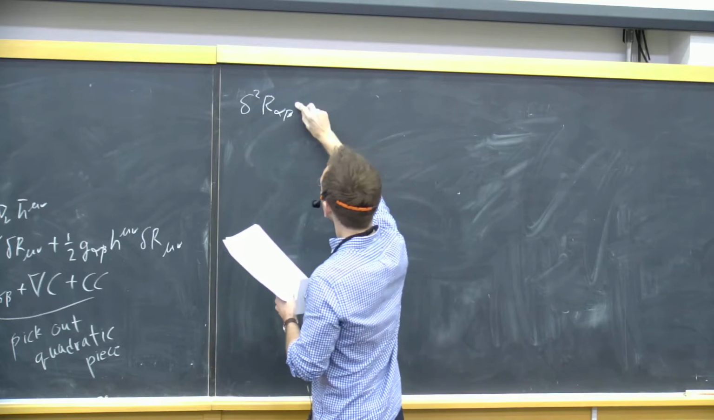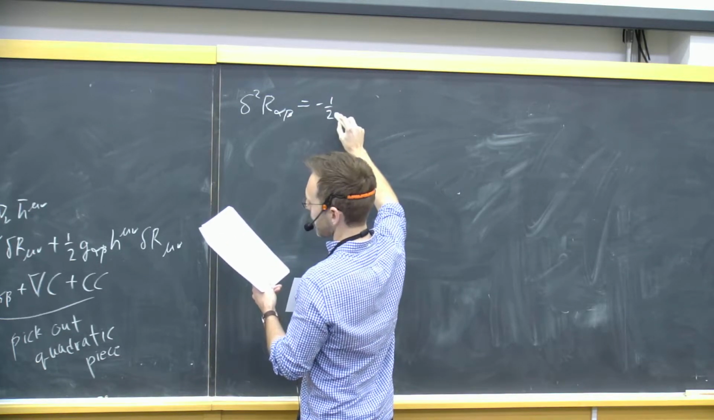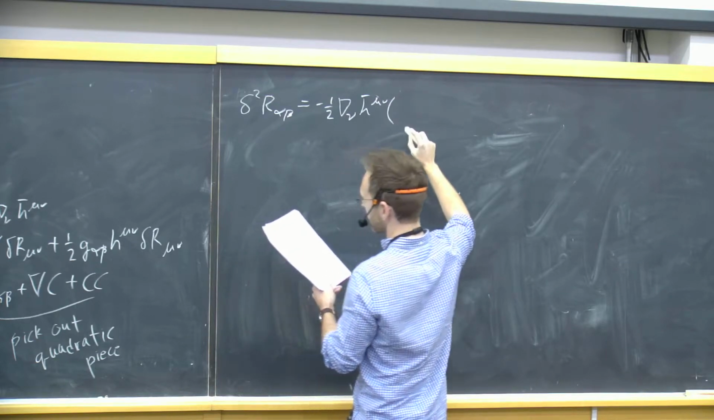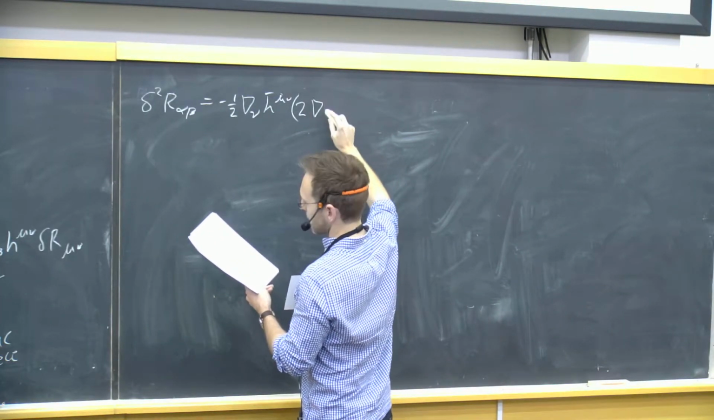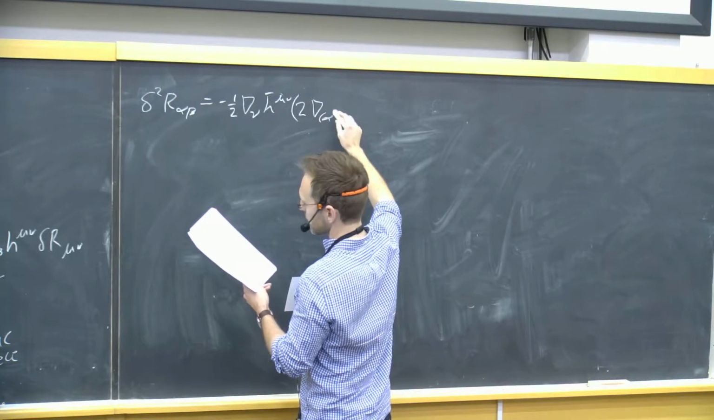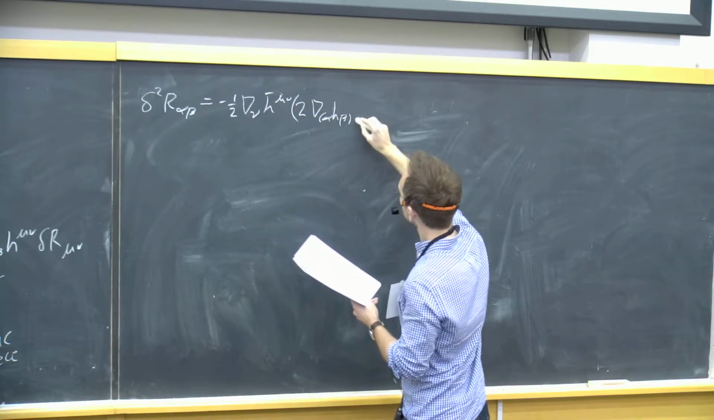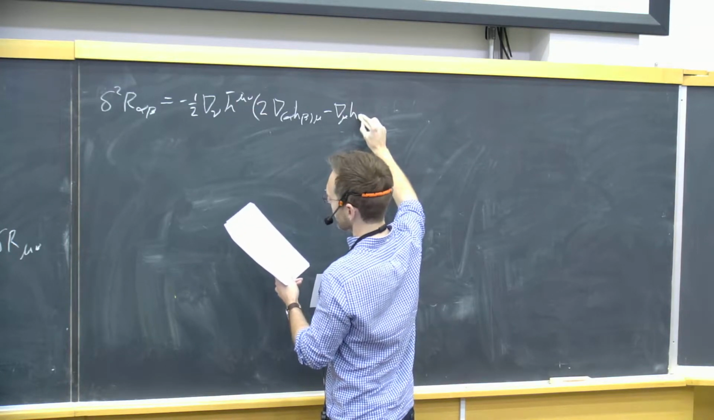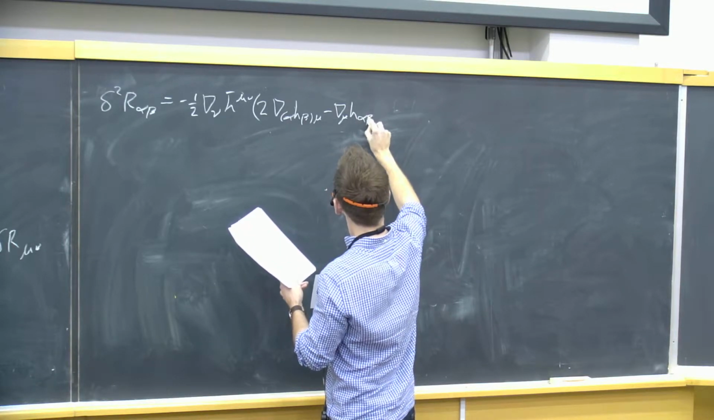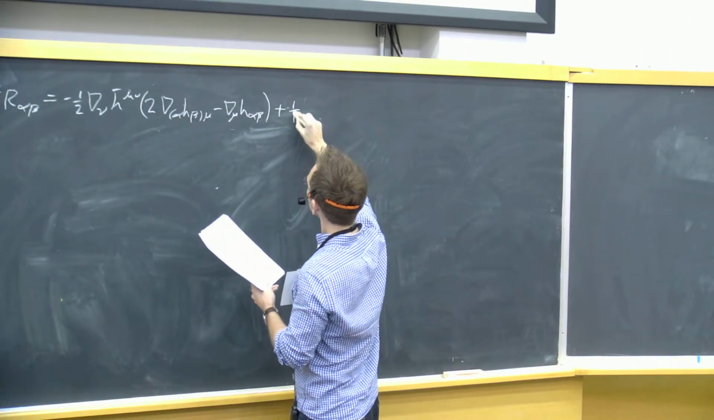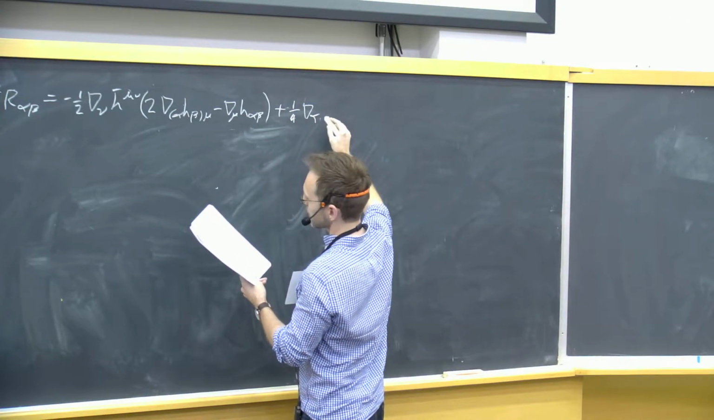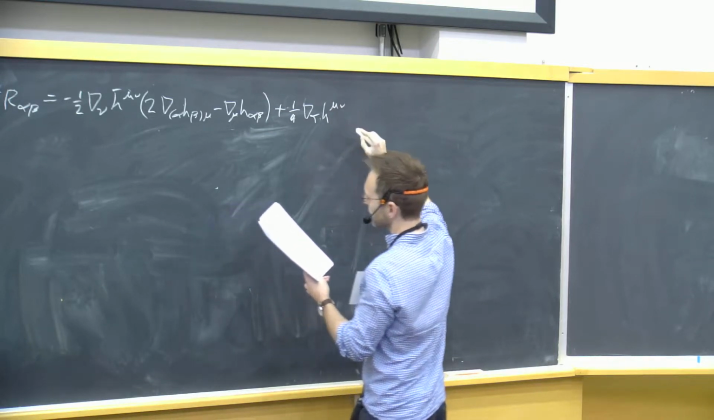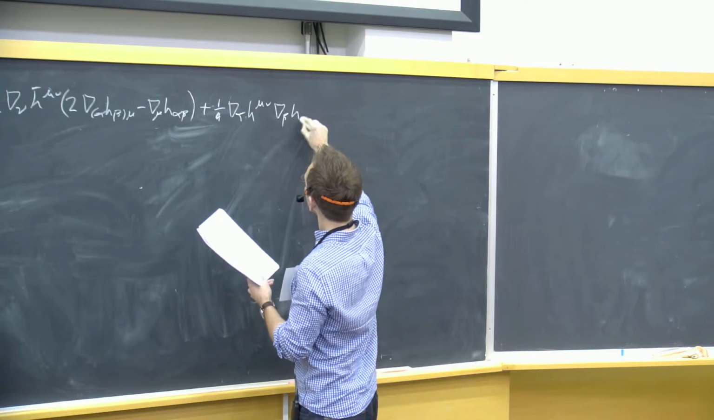The second variation is equal to minus 1/2 the divergence of h bar mu nu times a symmetrized derivative of h, minus a different derivative of h, plus 1/4 grad h mu nu grad h mu nu downstairs.